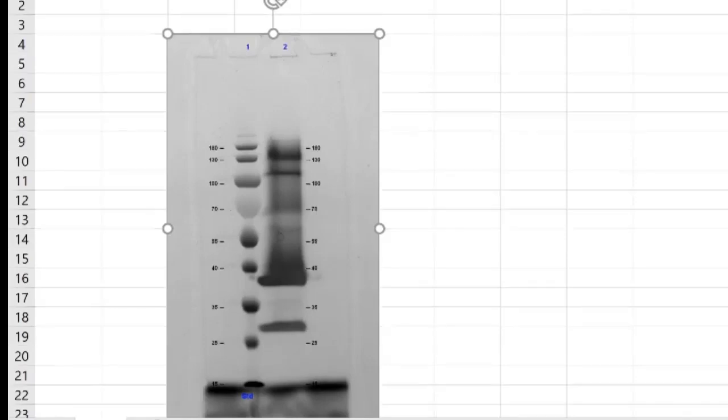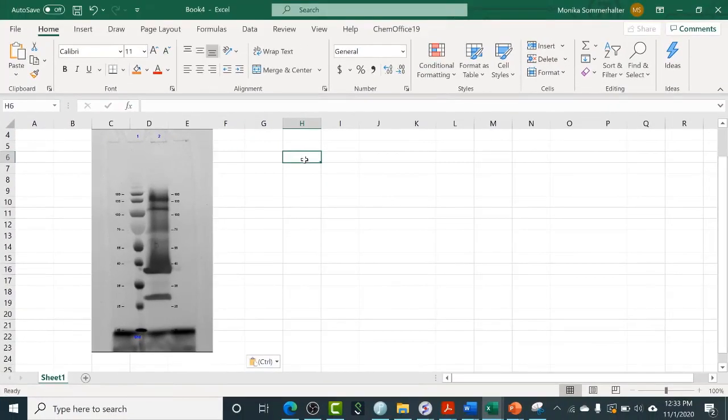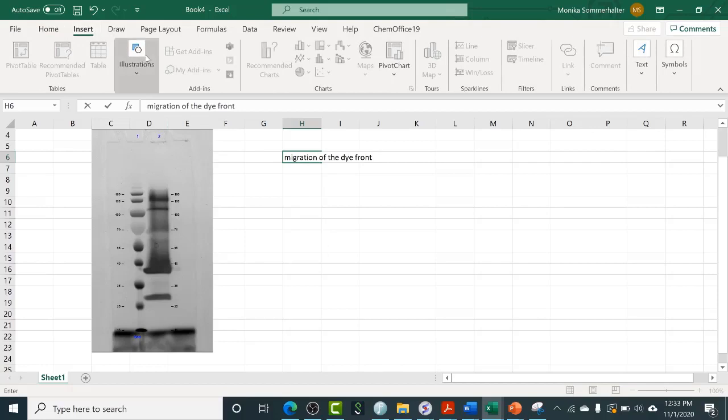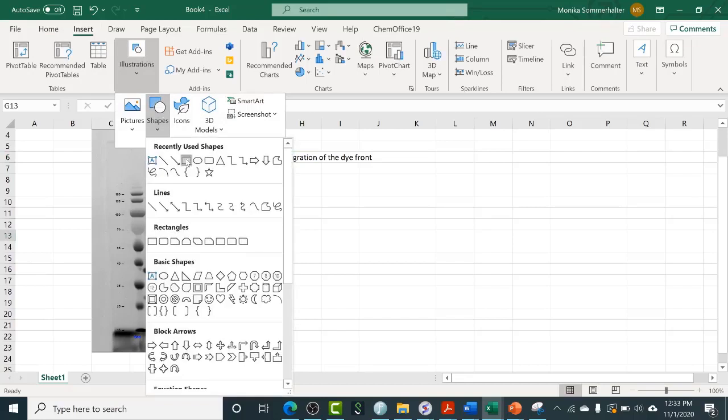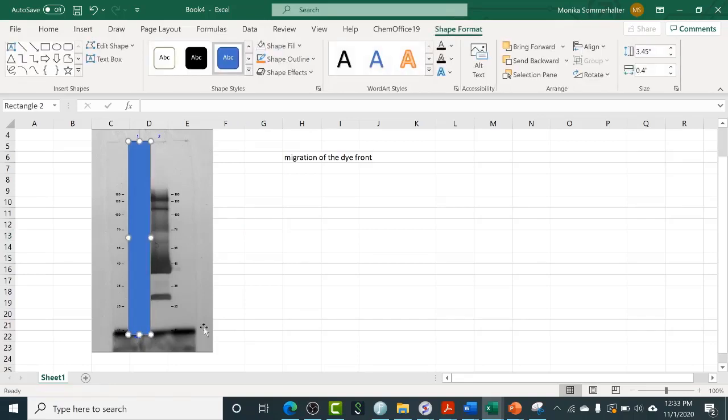So to evaluate the gel, we first focus on the standard, and for the standard we need to determine the retention factors or relative mobilities. I'll first try to measure the migration of the dye front, and to do so I'll insert an object from the illustrations. I'm going to choose a rectangle shape, and I'll start to draw the rectangle at the top where the sample was applied all the way to the middle of this dye front, this feature right here.